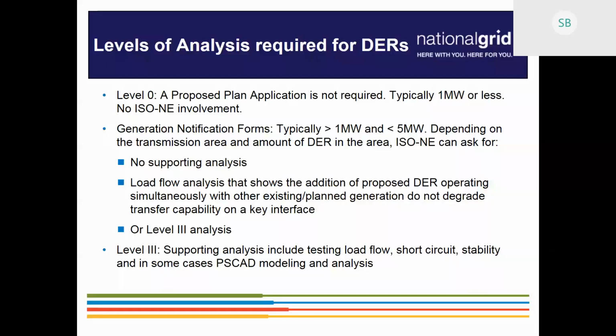Based on the table, anything that ISO determines is 5 megawatts or greater requires a proposed plan application, a PPA. Anything that requires a proposed plan application has to meet all the requirements from Planning Procedure 5-3 and 5-6, which call for the modeling requirements. So in order to support the full transmission study, anything that is 5 megawatts or greater requires the PSS/E model.